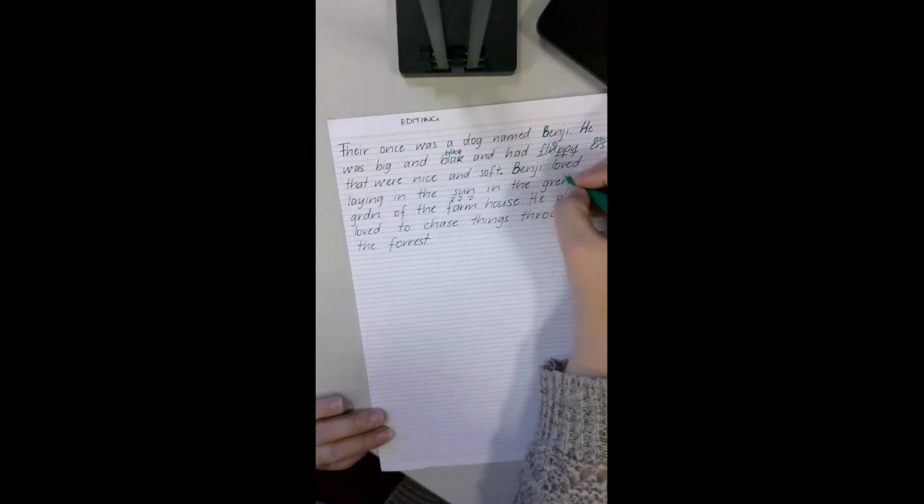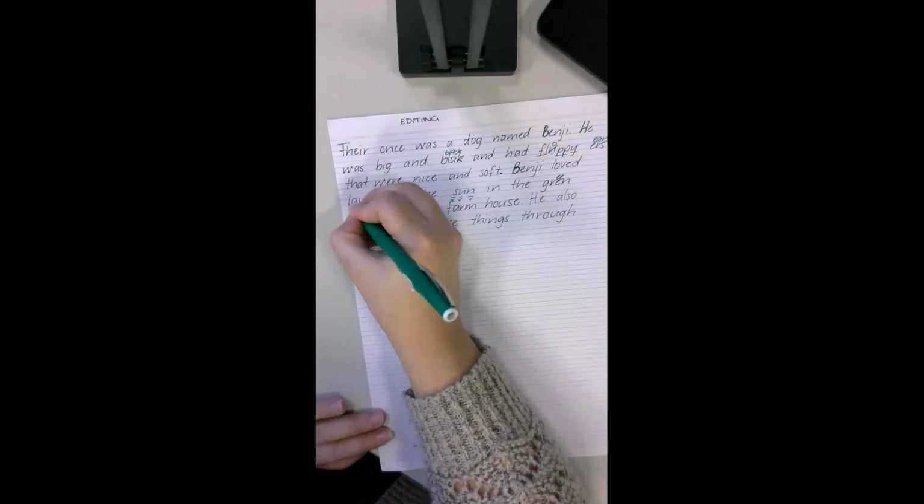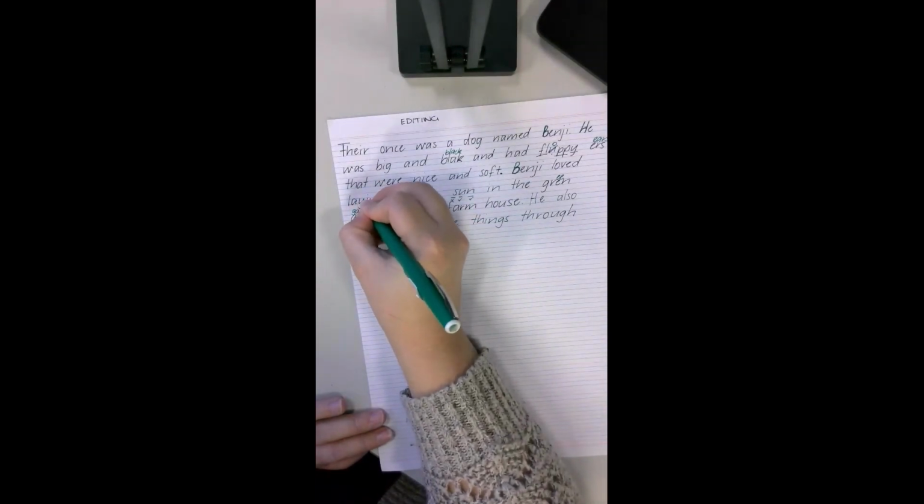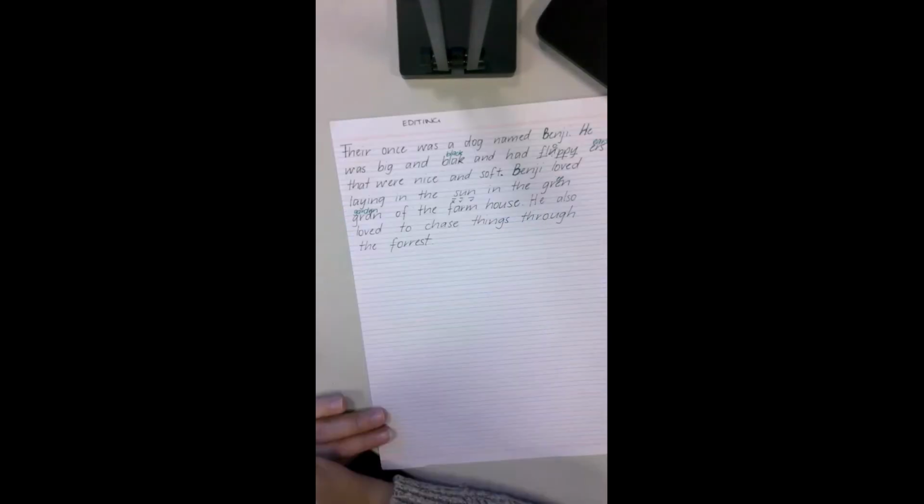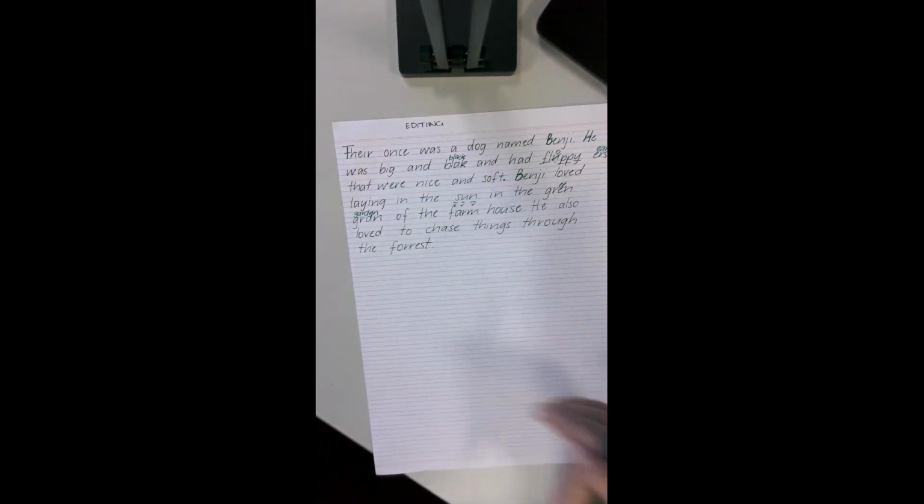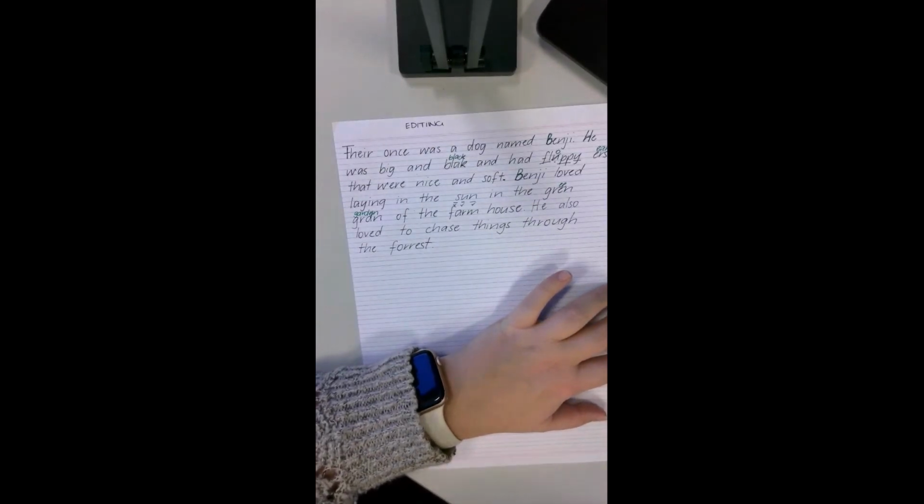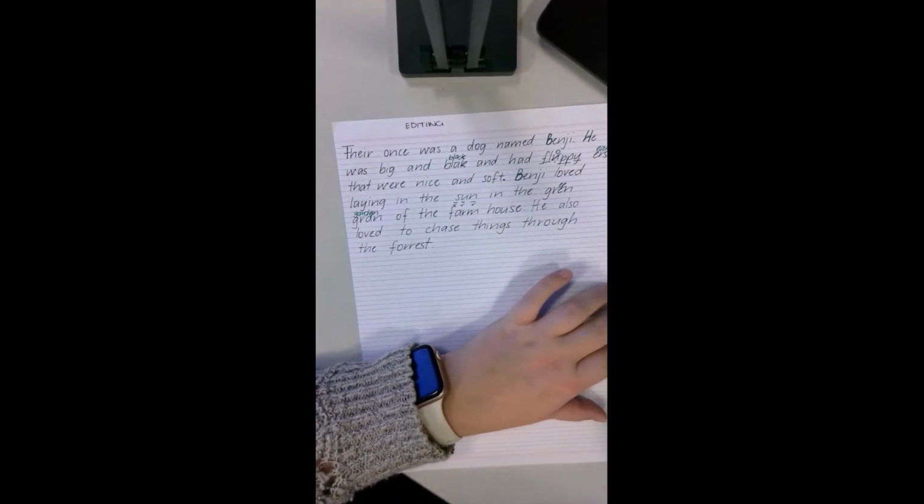Laying in the green, green is a long E sound. Green garden. And I forgot all my vowels in my word garden. Alright, he also loved to chase things through the forest. Now, so spelling mistakes are good. Paragraphs, well, we did our paragraphs individually, so that's okay.